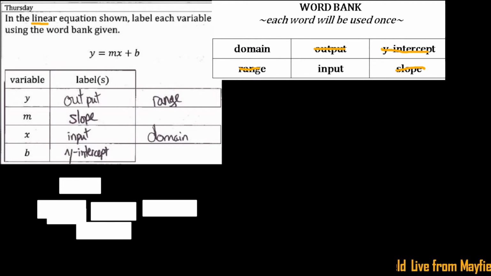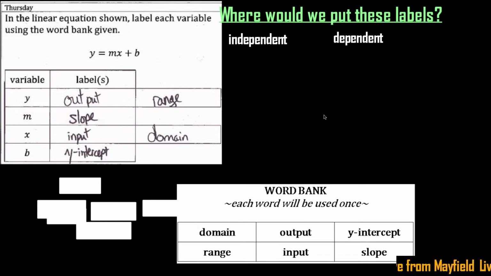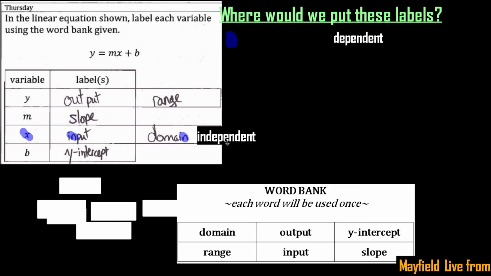So now, to further these ideas, where could we place these two labels? So where could we place independent and dependent? To try and think about that, again, you're seeing that my x values are always the ones that go into the function. And so noticing that pattern, we know that our independent variable is going to be the x value. So it's always going to be that x value. So that means the opposite would be the dependent.